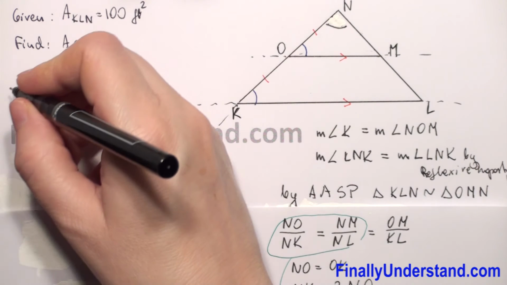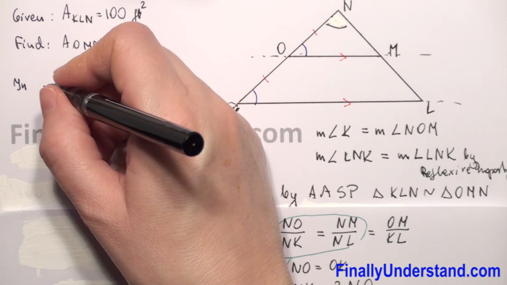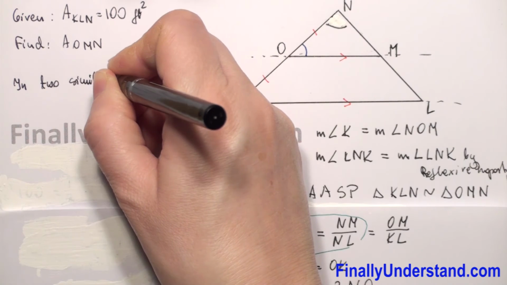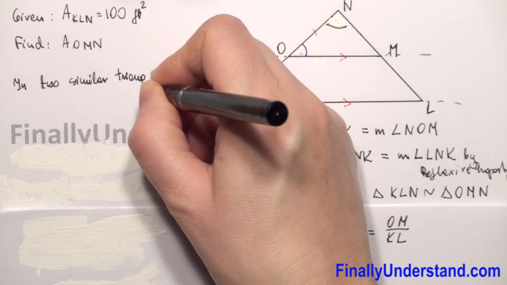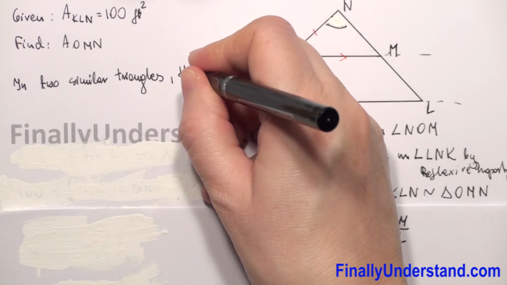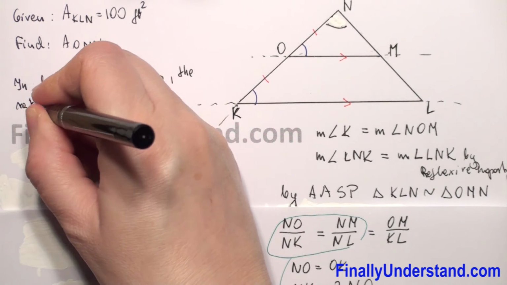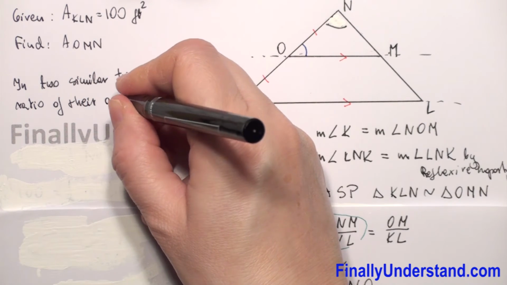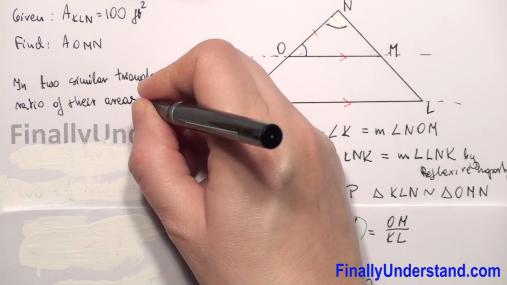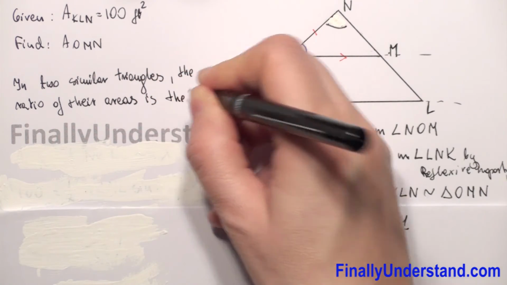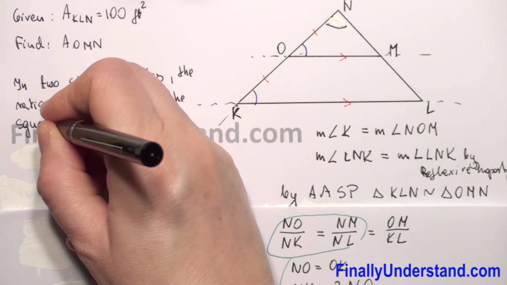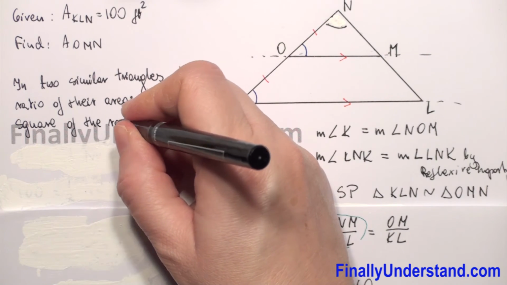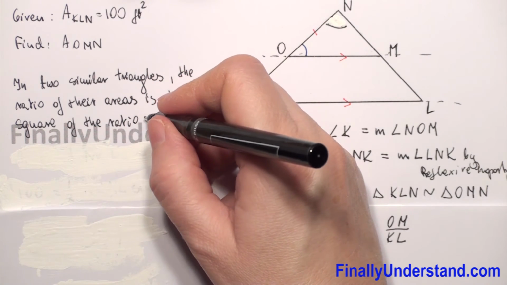Let me write this. In 2 similar triangles, the ratio of the areas is the square of the ratio of the sides.